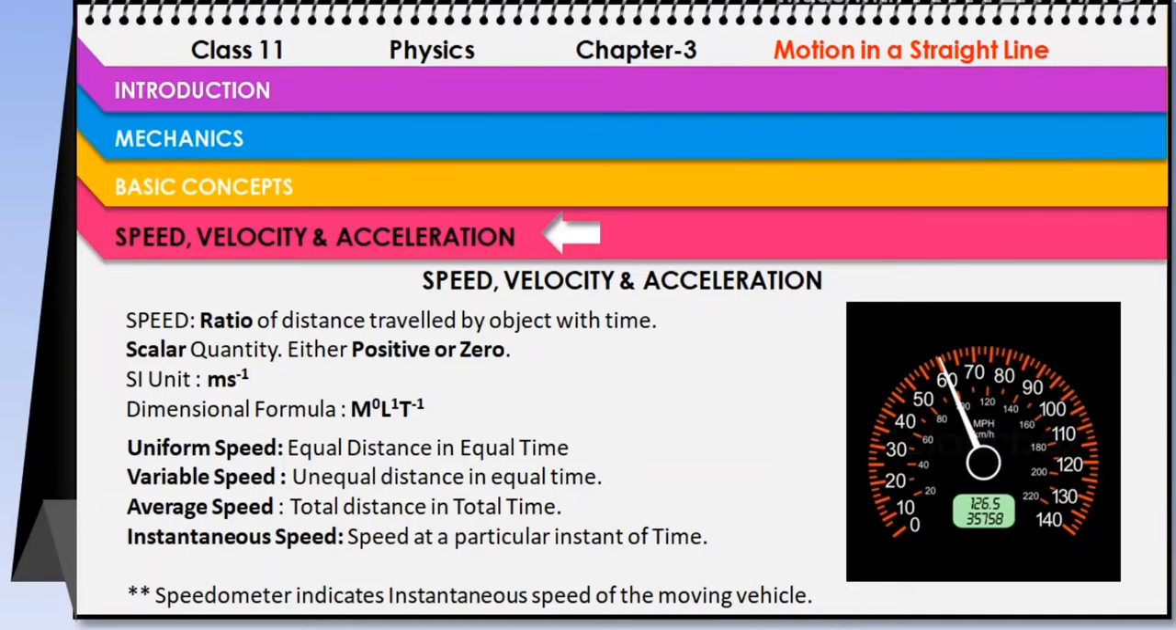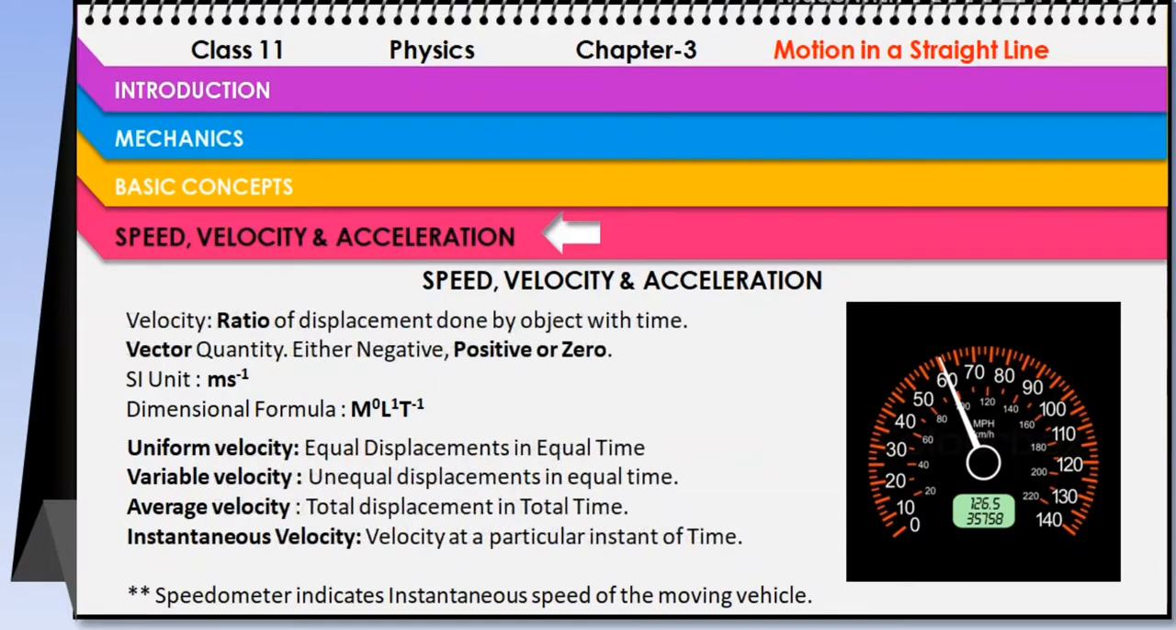Now what is average speed? Whenever the word average is used, we will add the word total. Right? So what is average speed? It is total distance in total time. And very important, what is instantaneous speed? The speed at a particular instant of time.